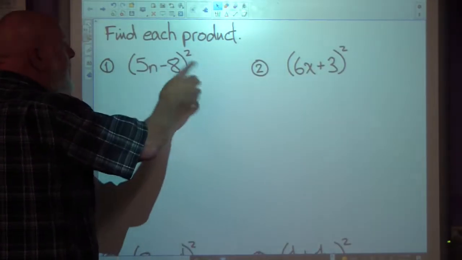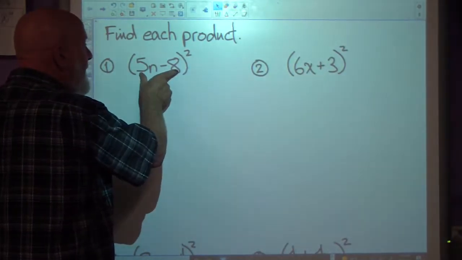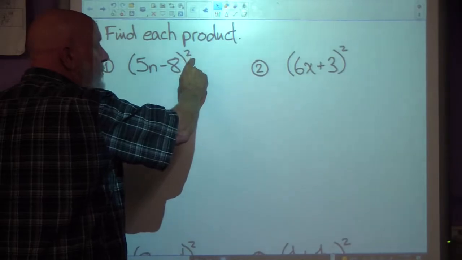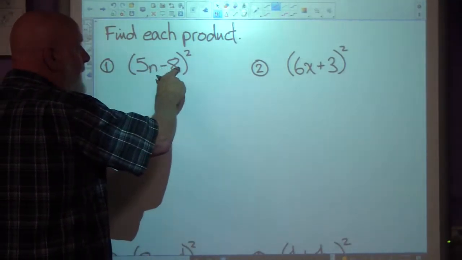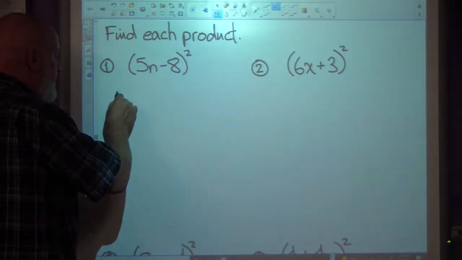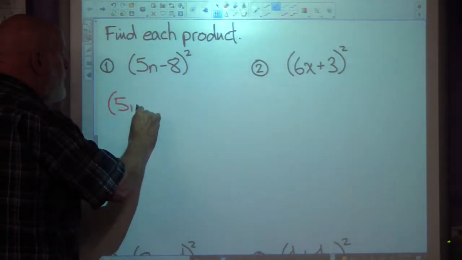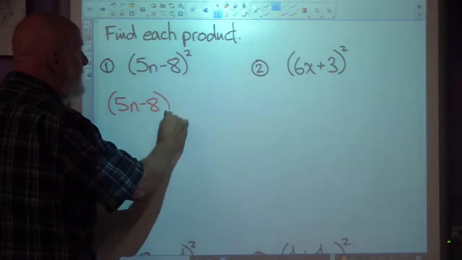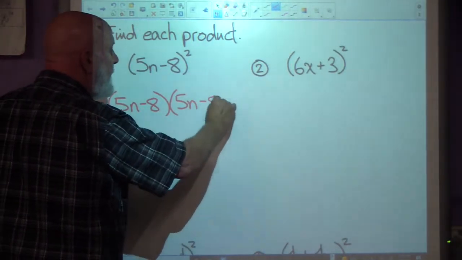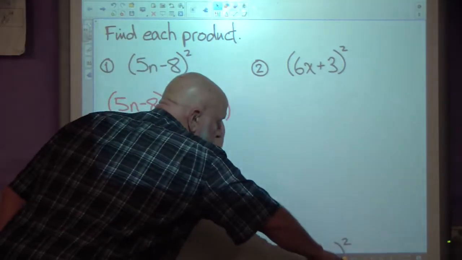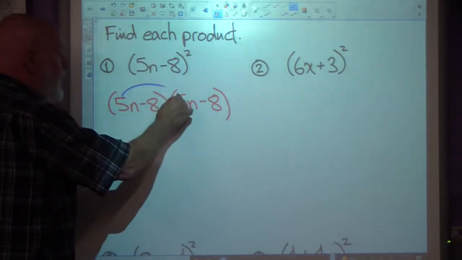Here we go. We're going to find each product. That means multiply these by themselves. It says square it. So don't just call this 25n squared minus 64. That's wrong. Do this. 5n minus 8 times the quantity, 5n minus 8. And then we do our FOILing. Take this one and multiply it by these two.